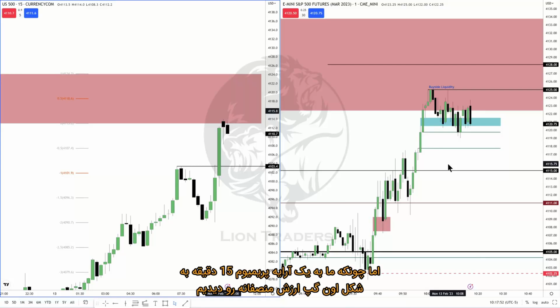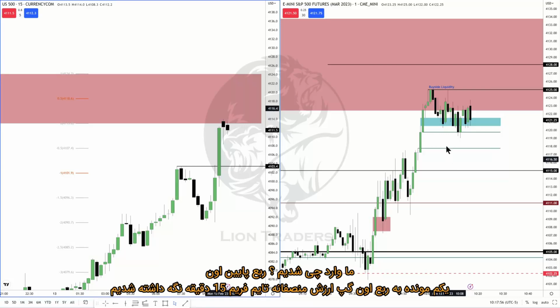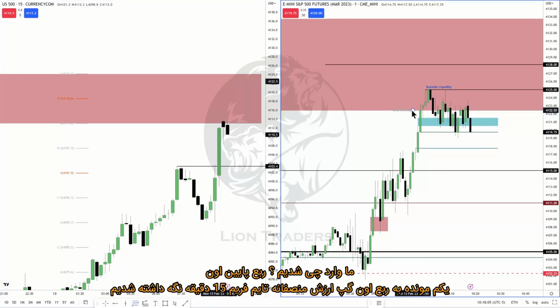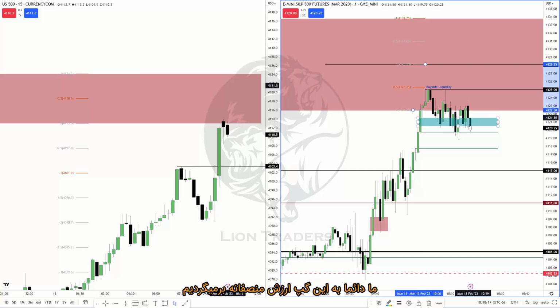But because we've met a 15-minute premium array in the form of that fair value gap, we've dug into what? Did we meet the lower quarter of that? Just fell short of the quarter level of that fair value gap on the 15-minute time frame. We keep coming back into this fair value gap.